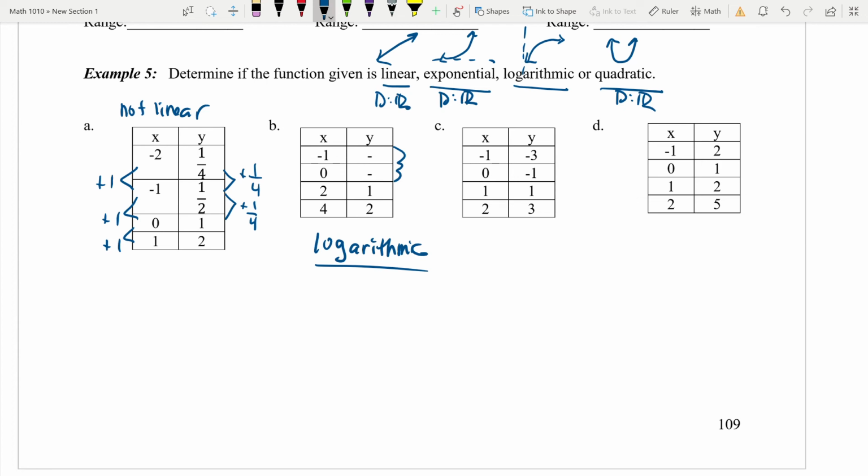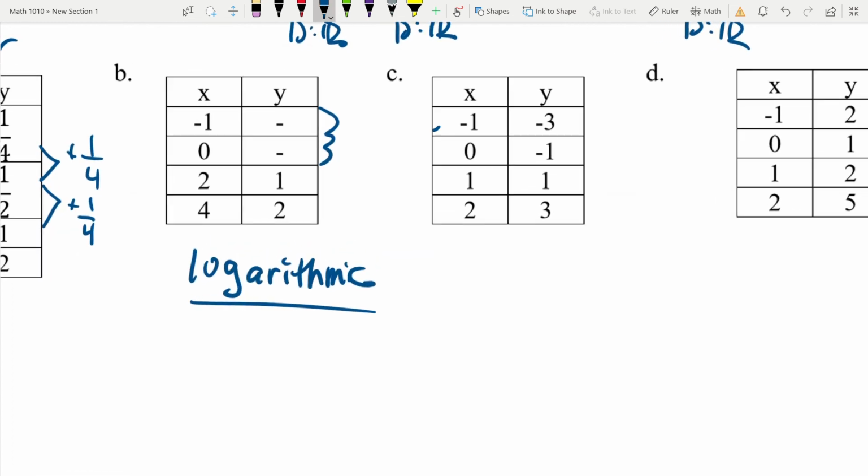Okay. I'm going to check if the other ones are linear. So let's see if any of these are linear. This one right here, look what's happening. We've got a pattern. Up 1, up 1, up 1. What's happening over here? Add 2. Negative 3 plus 2 is a negative 1. Negative 1 plus 2 is a 1. 1 plus 2 is a 3. This is linear.